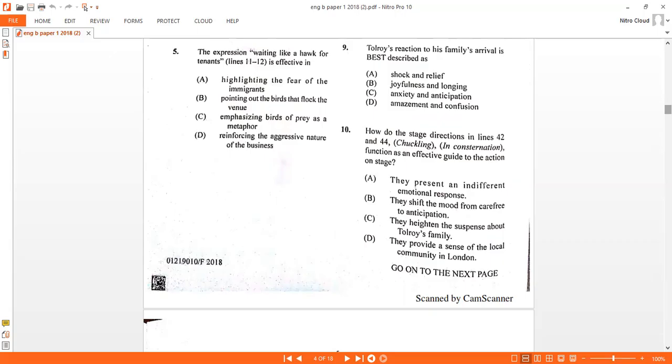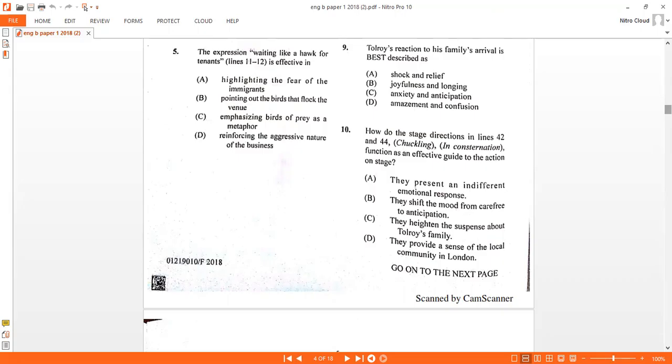Tolroy's reaction to his family's arrival is best described as the way that he responded. How would you best describe it? It would not be shock and relief. He was shocked. We did not see him being relieved that his mother was there, and he is not relieved because he is more shocked that his mother brought the entire family. So A is out. Joyfulness and longing, that is definitely out. Process of elimination would have us take that out right away.